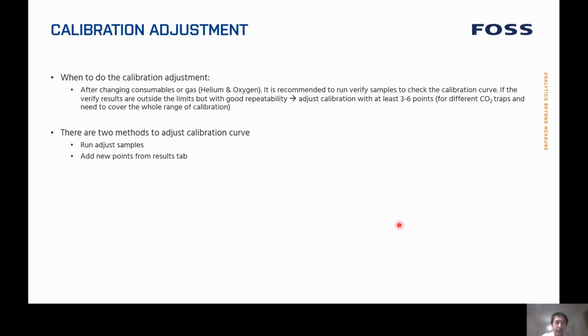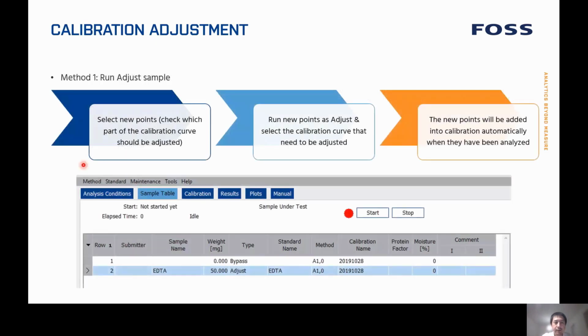And there are 2 ways. The first way is you run the adjust samples. I will show you how to run it in the next slide. And also you can add the points from the result tab. So the first way is that you just run the adjust samples. This is how you do the adjust samples.